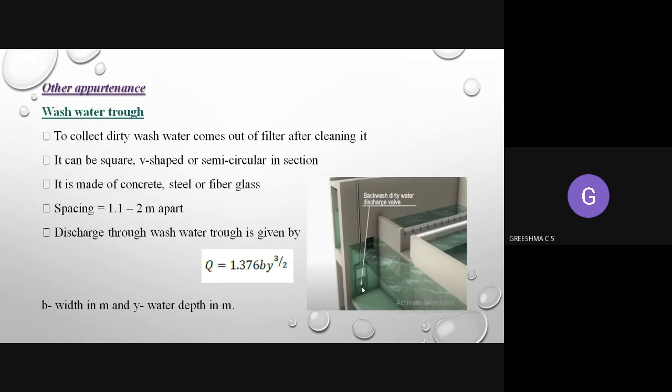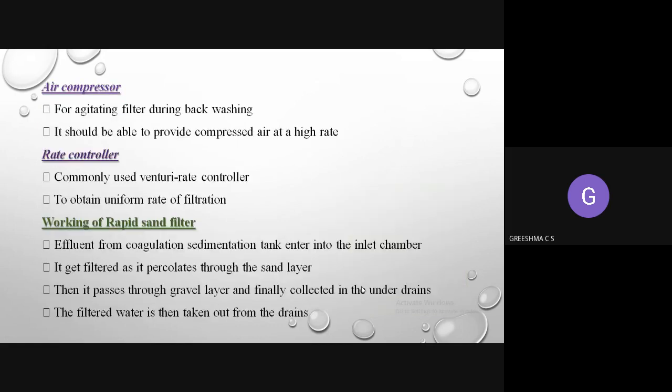Now the discharge to this wash water trough is computed by an equation that is 1.36 b y raised to 3 by 2. Okay, b is the width and y is the depth. So this thing we can study while we are doing the problem.